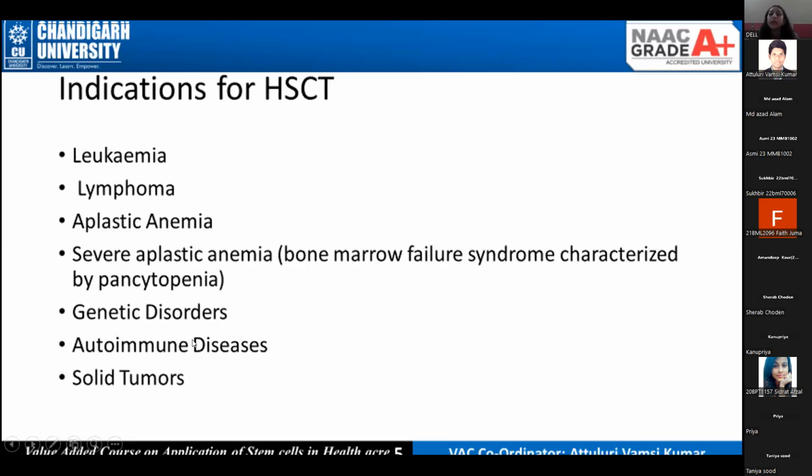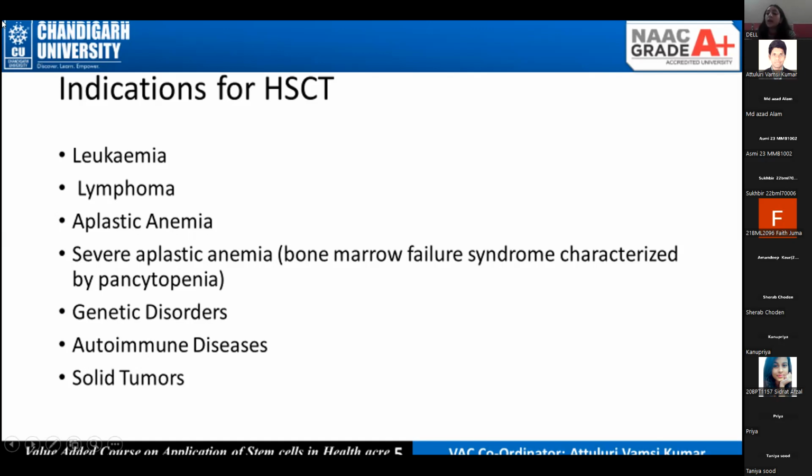In the case of genetic disorders, which are disorders in which there are mutations in our genes, or abnormal, wrong genes are present in our body, we also go for hematopoietic stem cell transplantation. Then autoimmune disorders, you are all aware of what autoimmune disorders are. In that condition also, we go for hematopoietic stem cell transplantation. Then solid tumors.